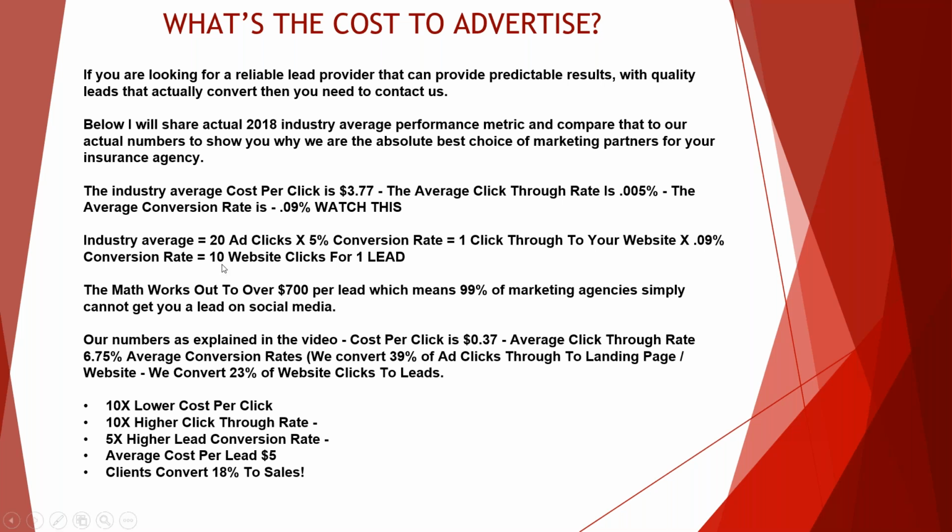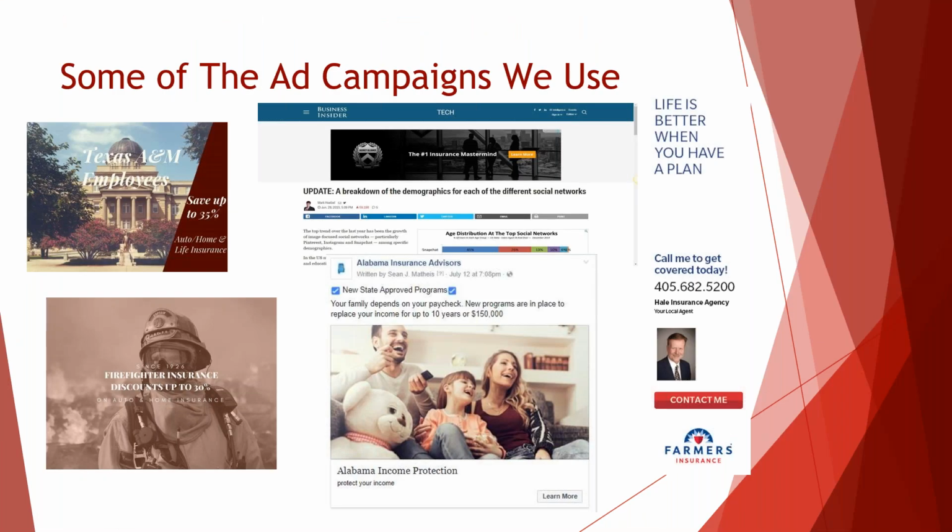Then you move on. So when you look at our average cost per click at 37 cents, average click-through rate is 6.75%. We convert 39% of the ad clicks to the landing page, and then another 23% into leads. 10 times lower cost per click, 10 times higher click-through rate, 5 times higher lead conversion, and the average cost per lead is, again, around $5. Clients convert somewhere around 18% of those to sales, all right?